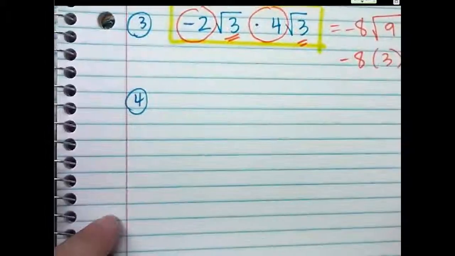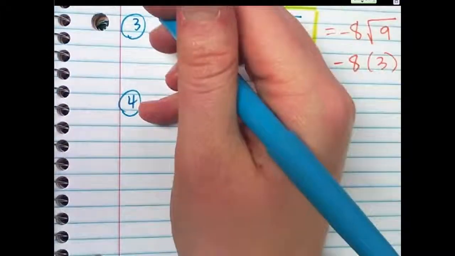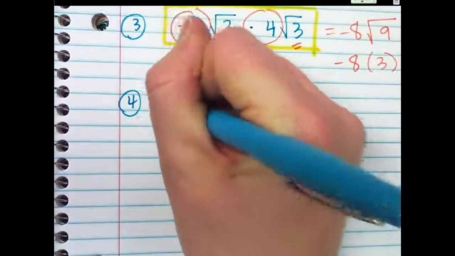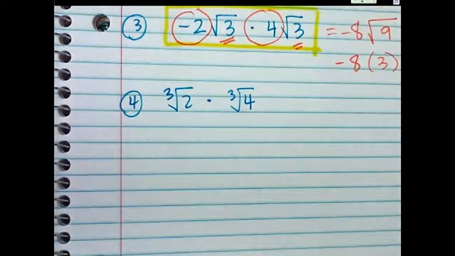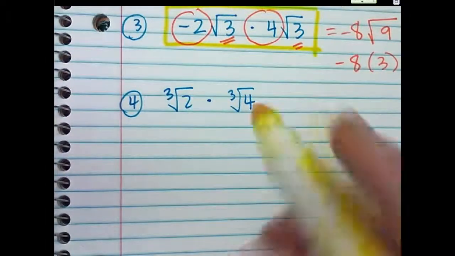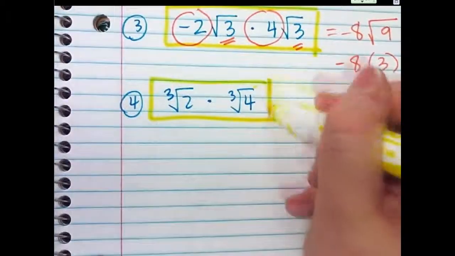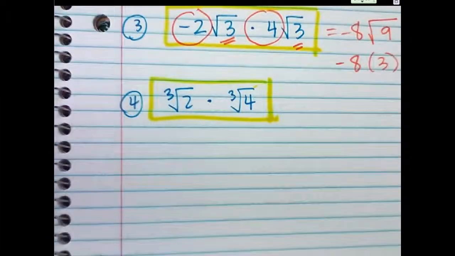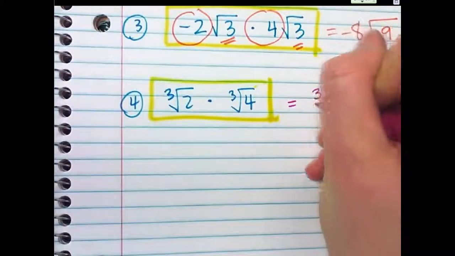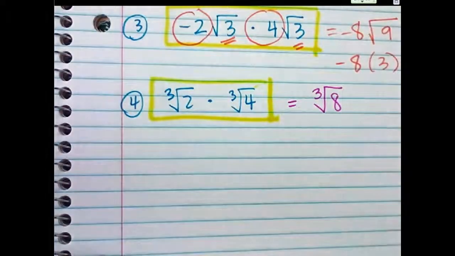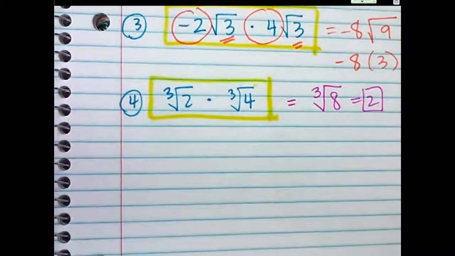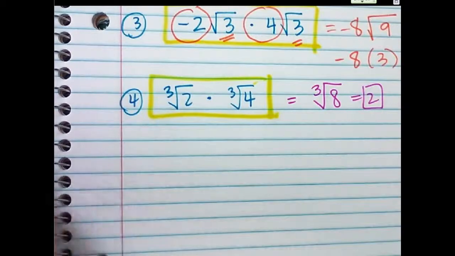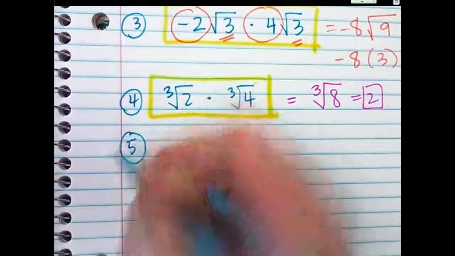Okay, number 4. Cube root of 2 times cube root of 4. It's just 8. Cube root of 8. And I don't have it up there, but do you remember the cube root of 8? 2. Good.